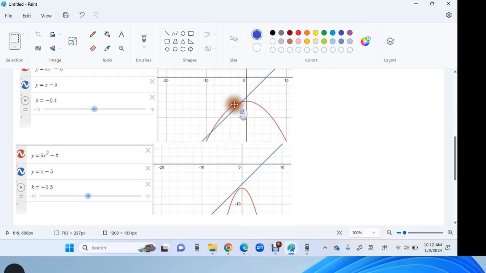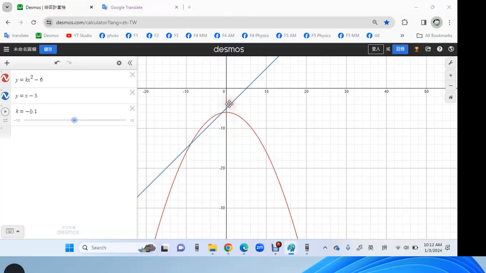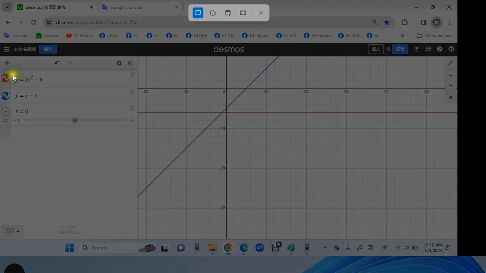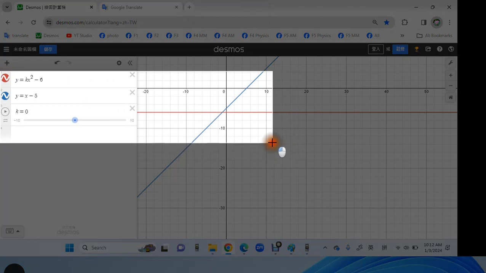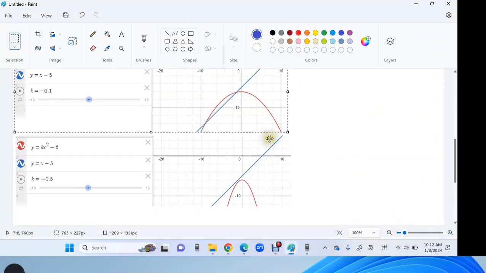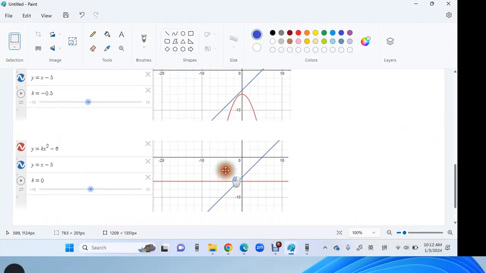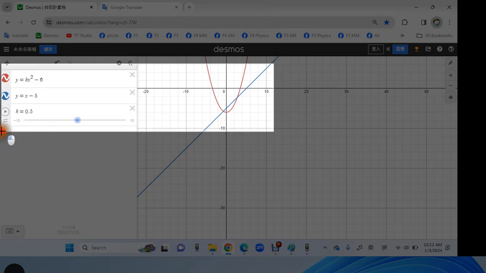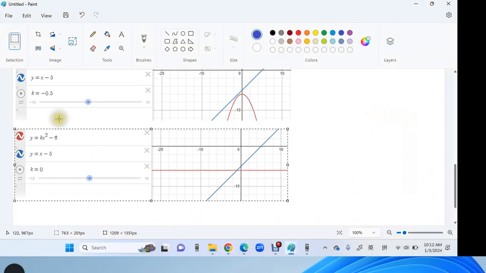So if we have something like this, okay, if we have k equal to 0, then they have one intersection only. Okay, and if we have k greater than this one, so we have something like this. Now it will look like this.